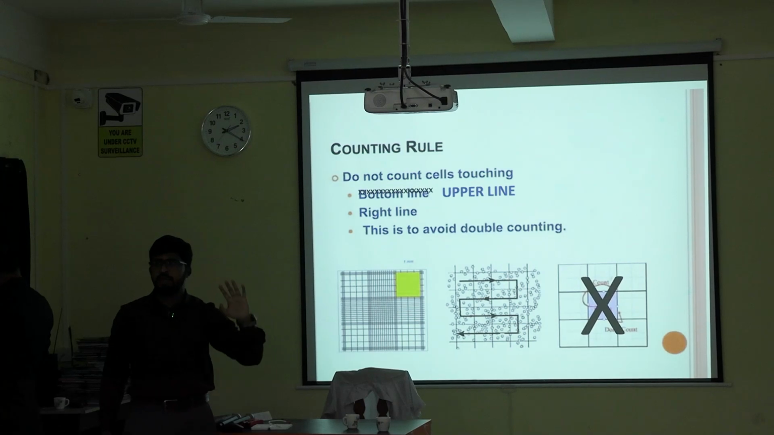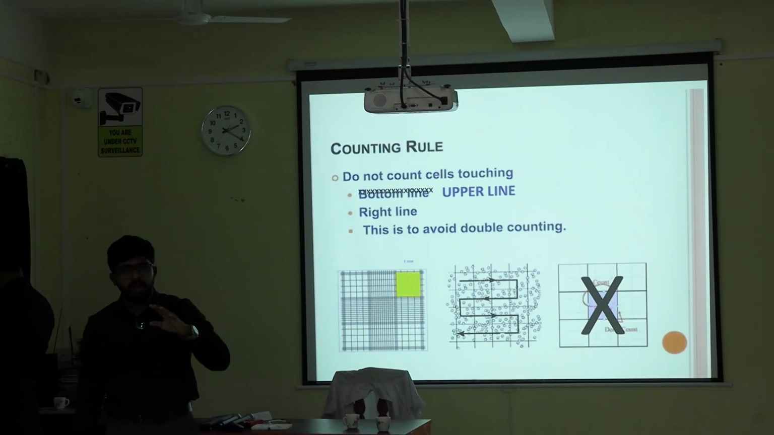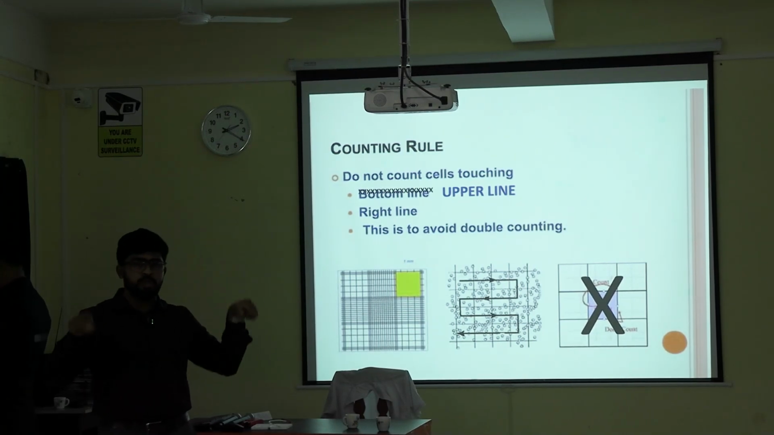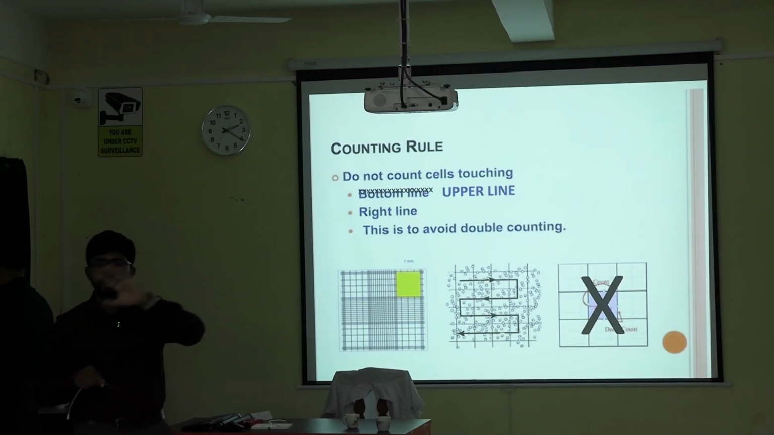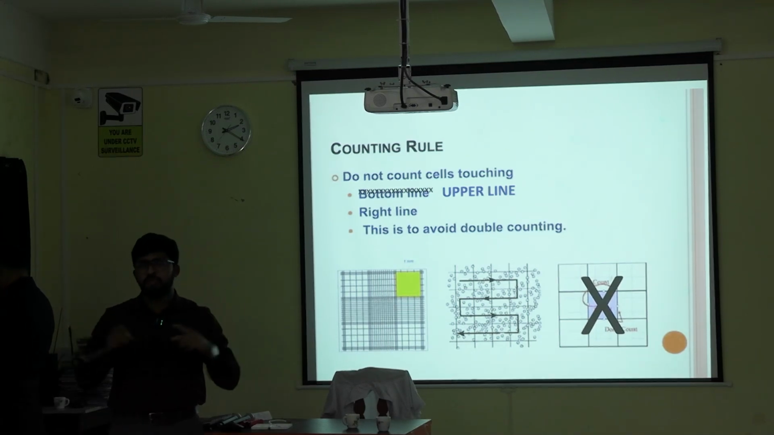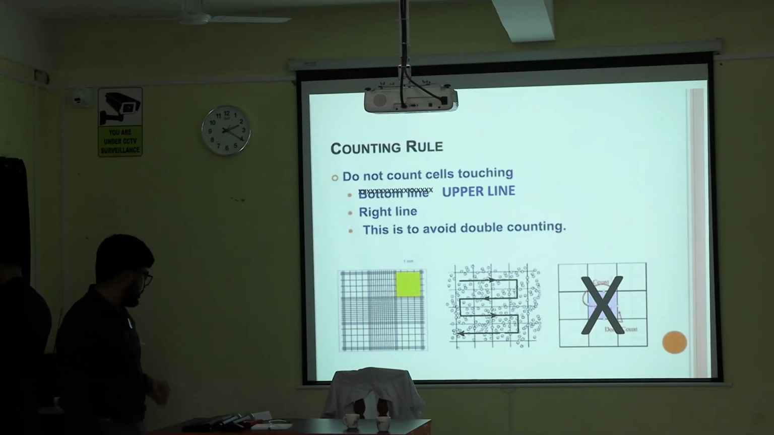Ultimately, at the end of your experiment, you have to count a total of 64 small squares. Every large square contains 16 small squares. So you have to count all the 64 squares and then do the multiplication.